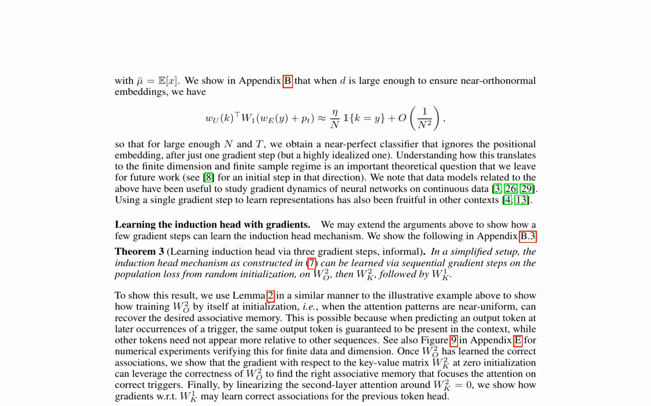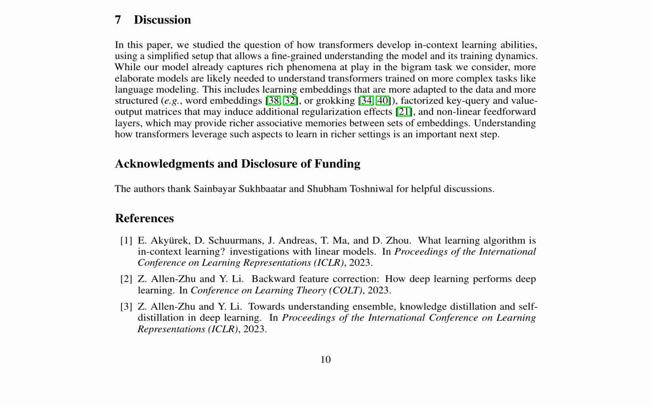Moreover, the study provides theoretical insights on learning the induction head mechanism via sequential gradient steps. The authors prove that after initializing the key-value matrix and output matrix, a few gradient steps can learn the desired associative memory that focuses the attention on correct triggers. This result is supported by numerical experiments verifying the correctness of this process for finite data and dimension.